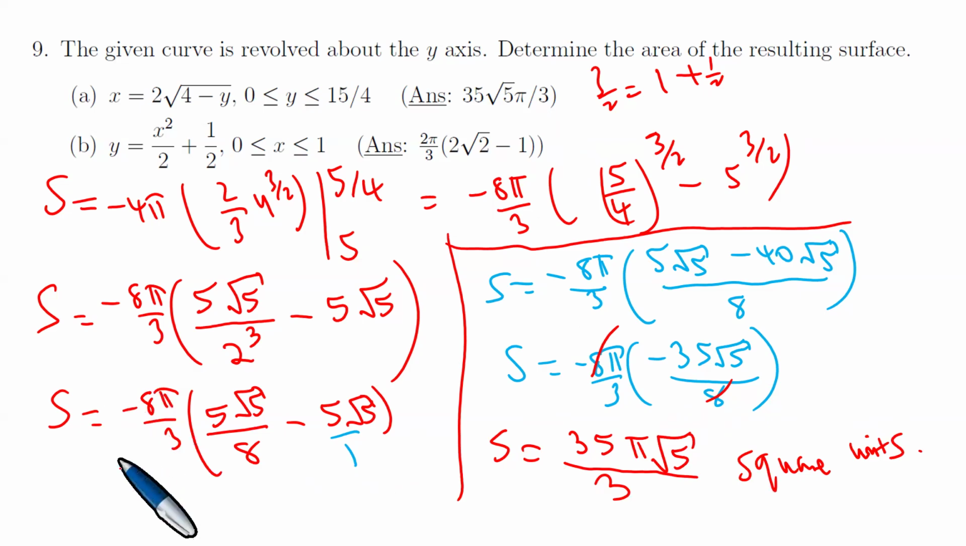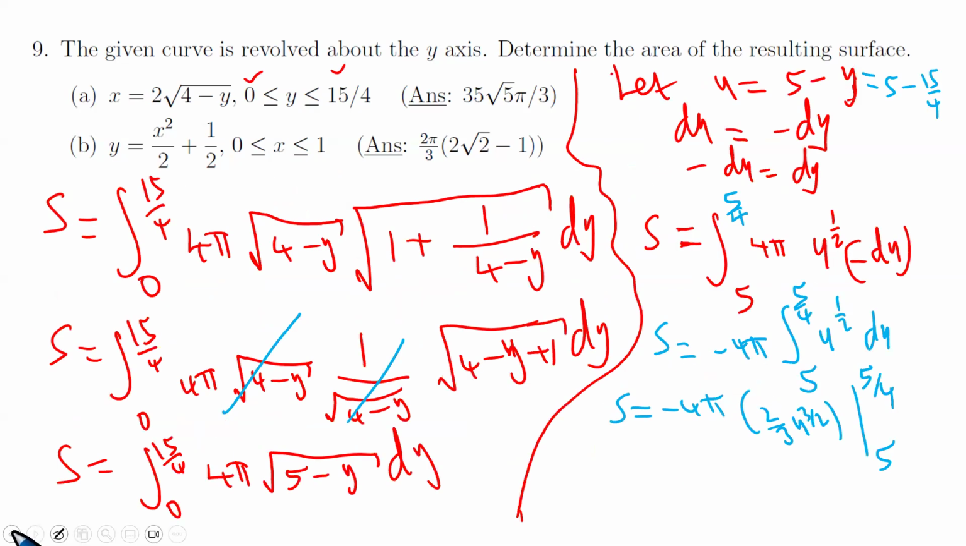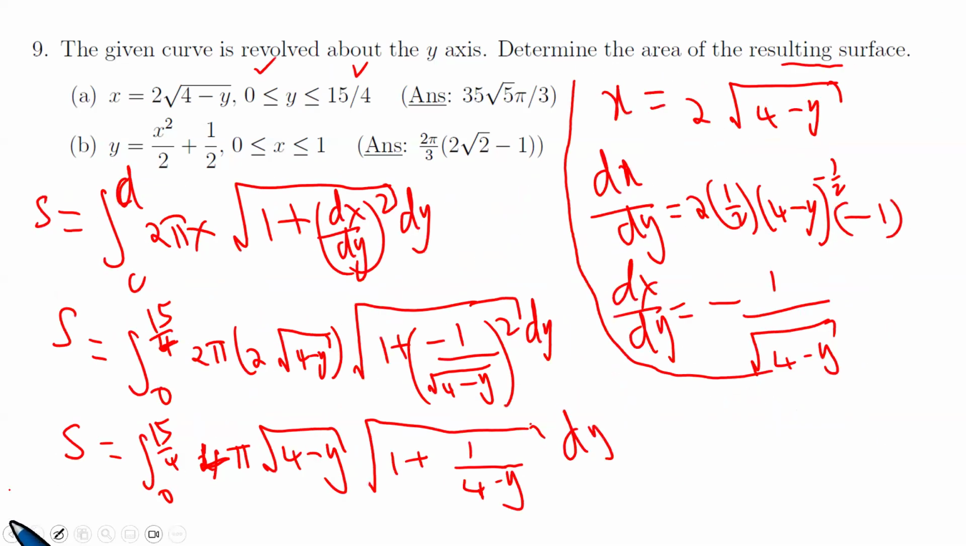Okay, so we actually now need to recap on where we started. We had to find the area when the given curve is revolved about the y-axis. Because it's revolved about the y-axis, we're going to use the formula with dy. So we're going to use the formula for the area of the surface, because we need to find the area of the resulting surface from c to d of 2 pi x times the square root of 1 plus dx/dy squared dy.